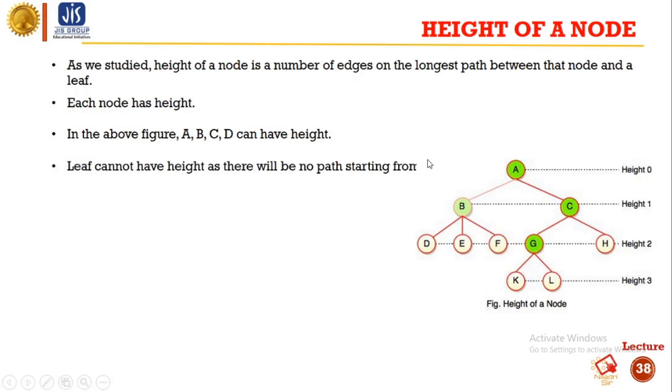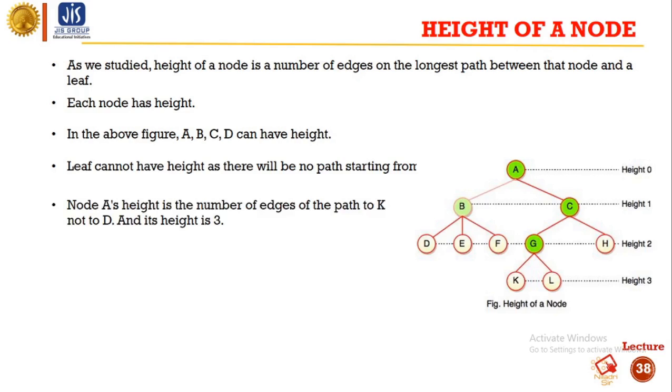A leaf does not have height, as there is no path starting from it. So a leaf node does not have any height, because no other node comes from that node. Now node A's height is the number of edges on the path to K or L. As you can see, from A to C is one, C to G is one, and G to K or L is another one. So that is a total of 3. So the height of A is 3.